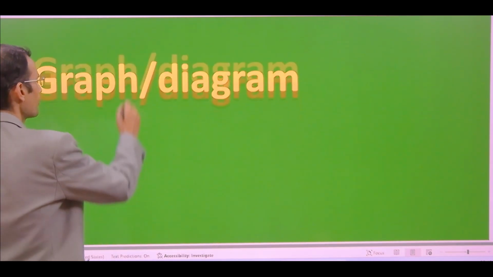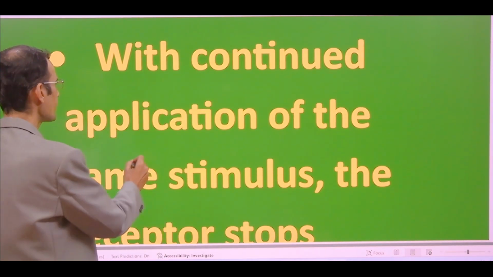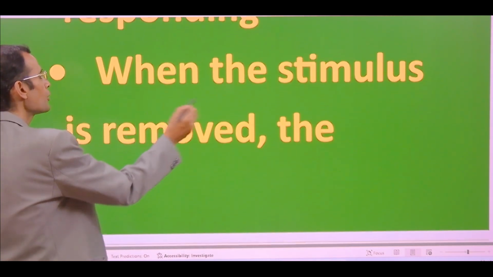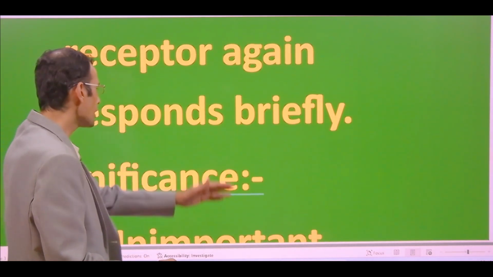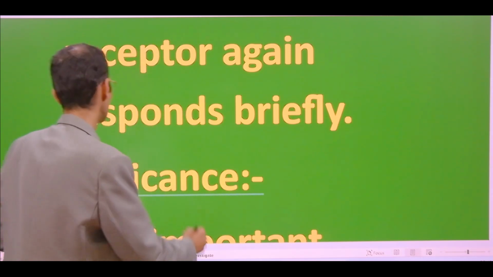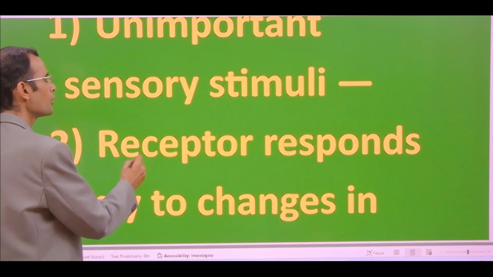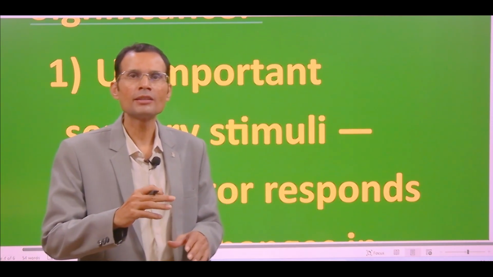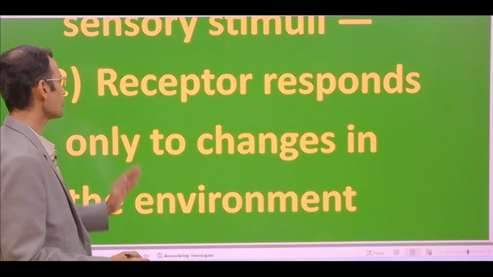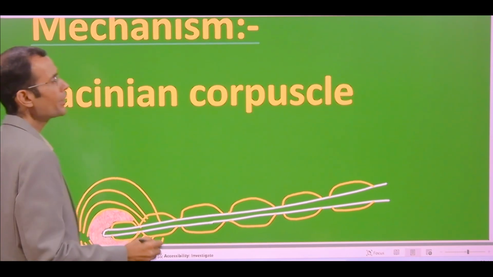Let's have a look at this property. Okay, when a stimulus is applied, initially the receptor responds, but with the continued application of the same stimulus, with the same intensity, the receptor stops responding, it got adapted. And when a continuous stimulus is removed, again the receptor responds briefly, so that means the receptor is conveying the changes in the environment rather than a steady environment. Alright, and let's also see the significance. We have already talked about it. Unimportant sensory stimuli. So, cortex is not unnecessarily burdened with those unnecessary informations. And the second part, receptor responds only to the changes in the environment rather than a steady environment.